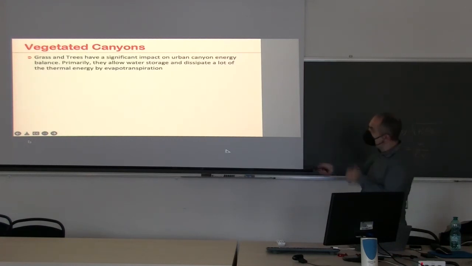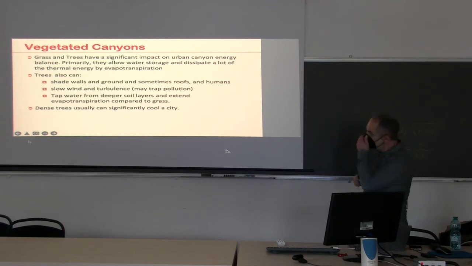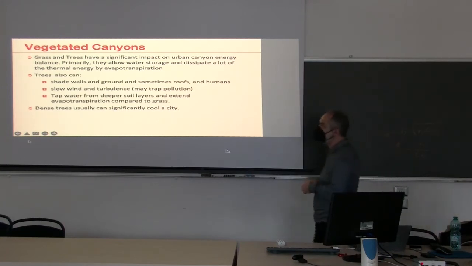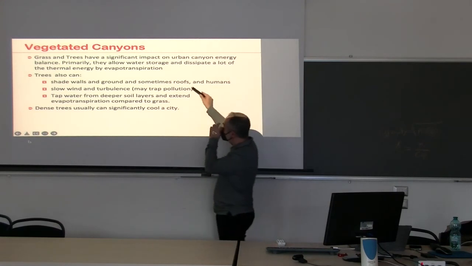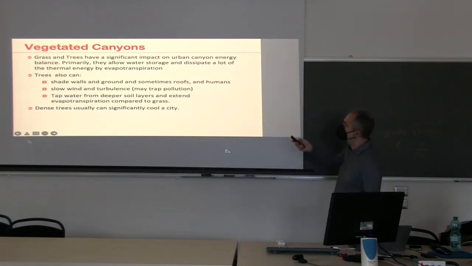Now, vegetated canyons can have grass and trees, and they can have a significant impact on urban canyon energy balance. Primarily, they allow water storage that dissipates a lot of the thermal energy through evapotranspiration. Trees have other benefits. They can shade the walls and the ground, and sometimes the roof and the humans, so they contribute a lot to thermal comfort.